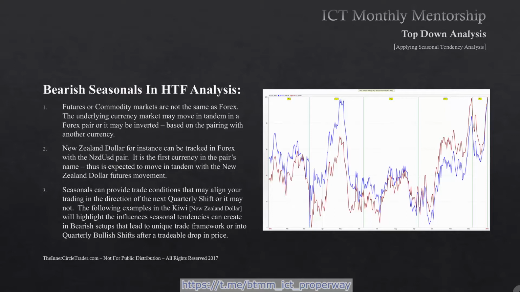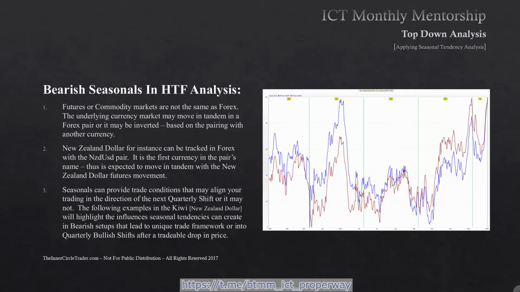The way we're going to approach the seasonal tendencies in this teaching is by applying bearish seasonals, but we're also going to segue into how this helps us get in sync with, hopefully, a quarterly shift in the marketplace, which is the goal of position trading or long-term trading as I understand it and teach it.